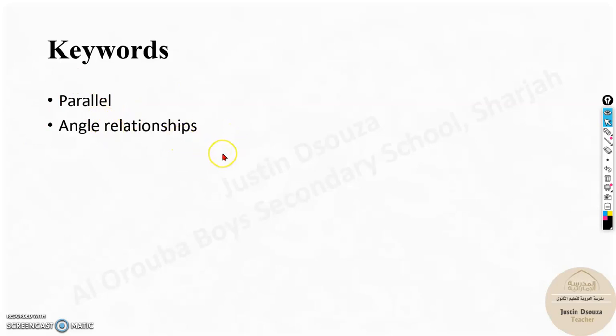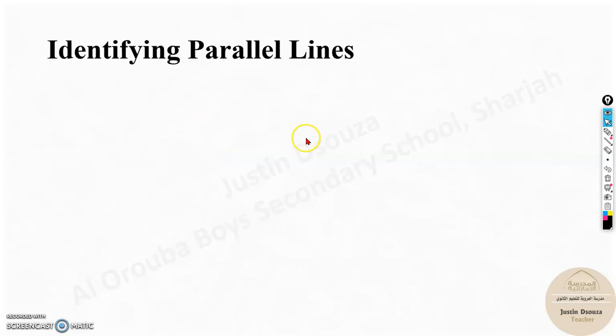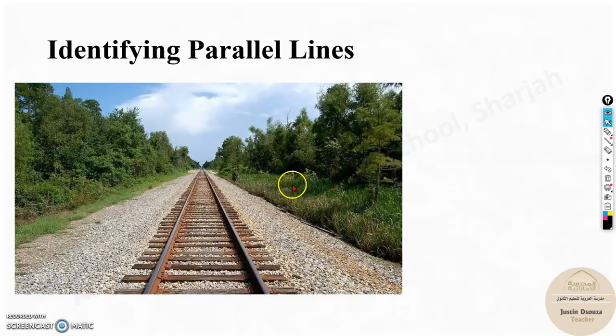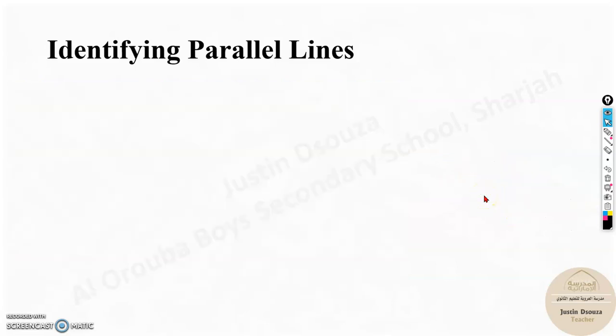In this lesson, we will mainly focus on the converse of the former theorems. Before we move on, we need to identify parallel lines, how they are. Now, the railway track lines are always parallel to each other. Also, the ruler, if it's a proper ruler, then these sides will always be parallel to each other.